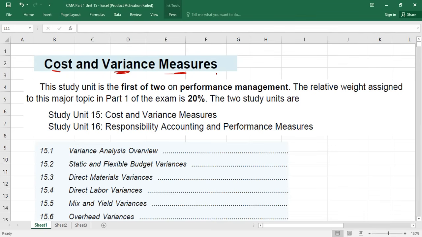Please remember in CMA Part 1 we have two units. Unit 15 is about cost and variance analysis, and Unit 16 is about responsibility accounting and performance measures. Overall, these two units, 15 plus 16, are known as the performance management section. This is 20% of your exam. It is really important. So here we go. We are starting with Unit 15 today.